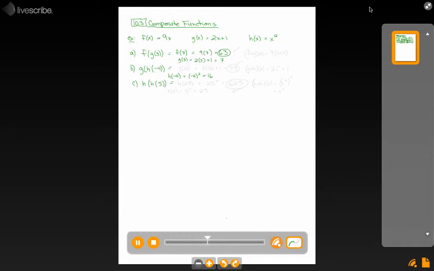because the answer is positive 16. 4 times 4 is 16. The negatives go away. So I'm really saying what is g of 16? So g of 16 is going to be 2 times 16 plus 1, which equals 33. So the answer to part B, 33.